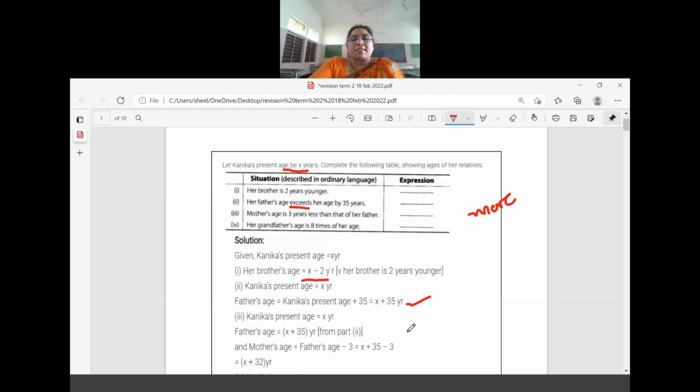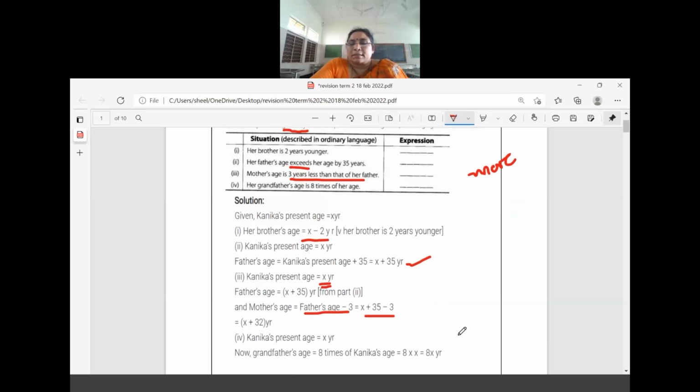Again we are relating to Kanika's age, because based on Kanika's age only we have to go. What is the third question? The mother's age is 3 years less than that of her father. So from the father's age, we have to reduce 3 years. Mother's age is equal to father's age minus 3. So we write x plus 35 minus 3, which is equal to x plus 32. From the father's age, which we calculated in the second question, we relate the mother's age and get x plus 32.